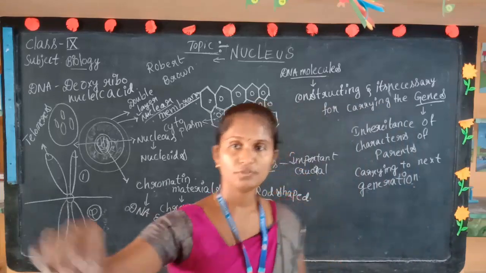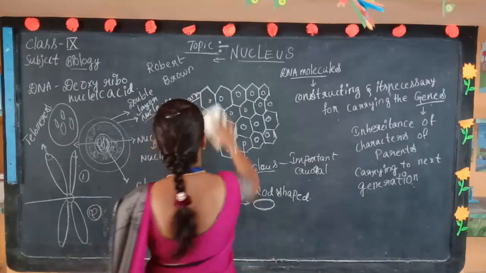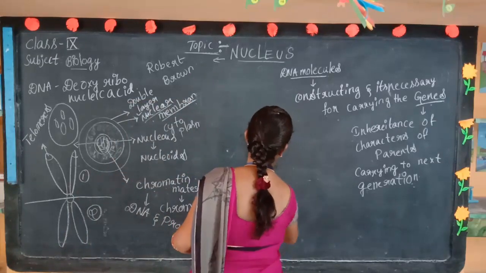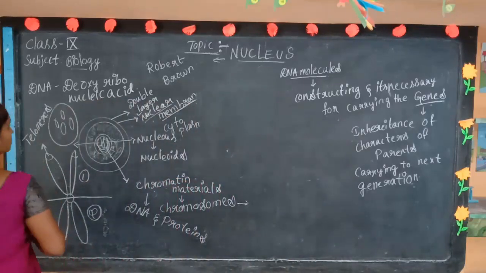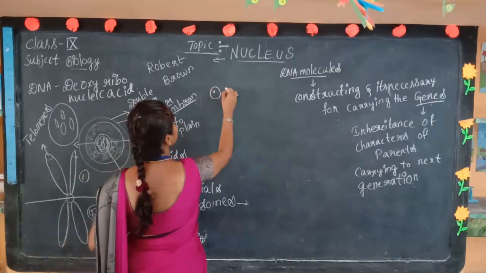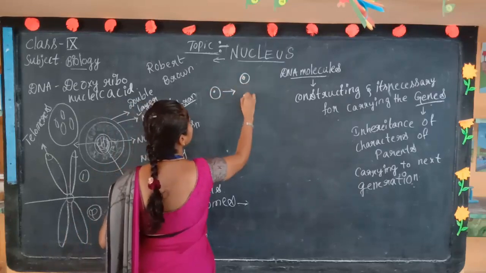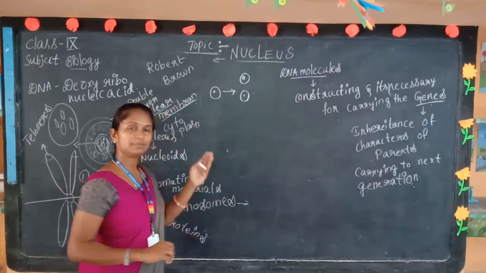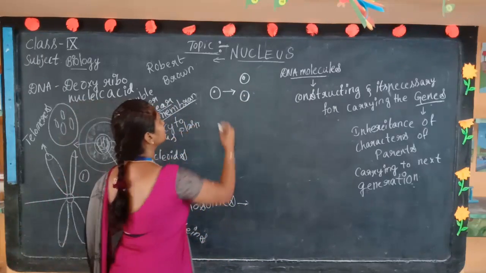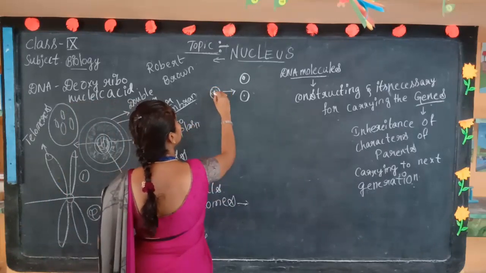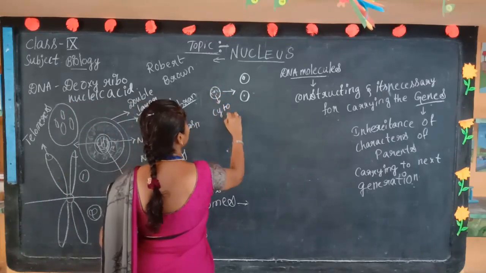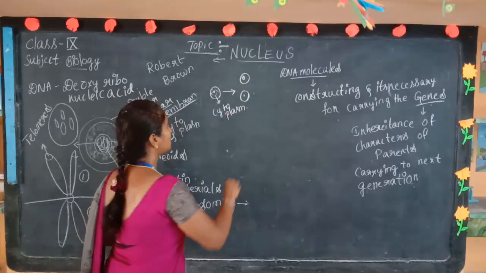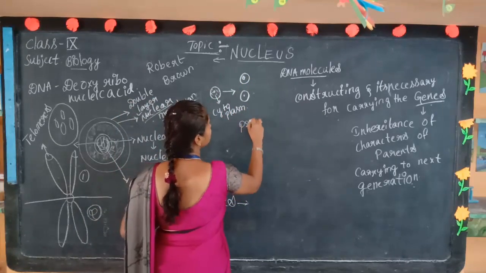And next we will discuss how one cell is divided into two cells with the help of mitosis and meiosis cell division. That we will see in the next class. Here, the cytoplasm plays a role in dividing these cells. And next, the prokaryotes.